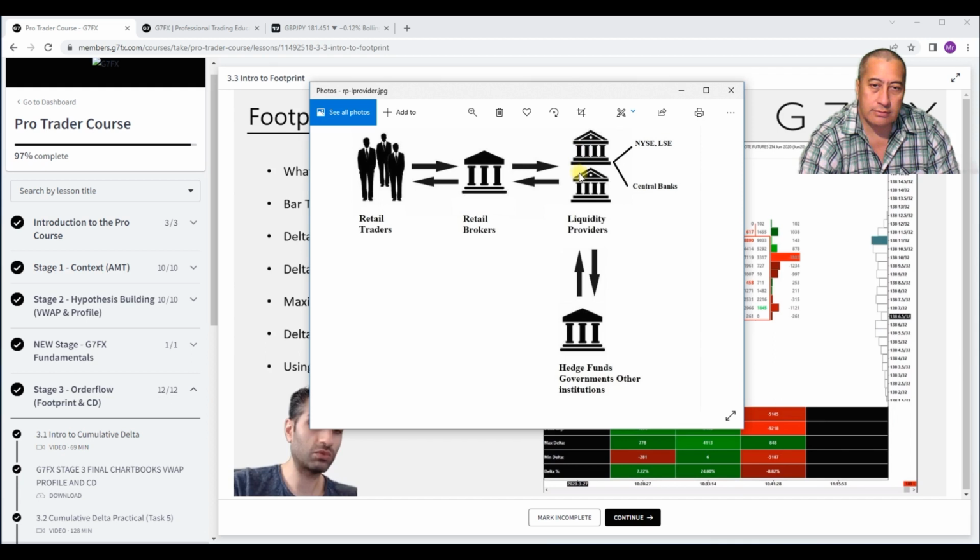So liquidity providers are also called market makers. Why are they market makers? Because they can manipulate the market. They run the market. They control it. They can push the market to whatever level they want, and then they can push it the other direction whenever they want.